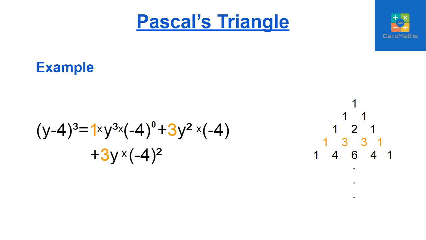And finally, the last coefficient will be 1, and we count down from y to the power of 1 to y to the power of 0, and we count up from minus 4 squared to minus 4 cubed. So the expression will be plus 1 times y to the power of 0 times minus 4 to the power of 3. And now let's simplify this and really pay attention to the minus 4 and how it affects whether the whole term is positive or negative.